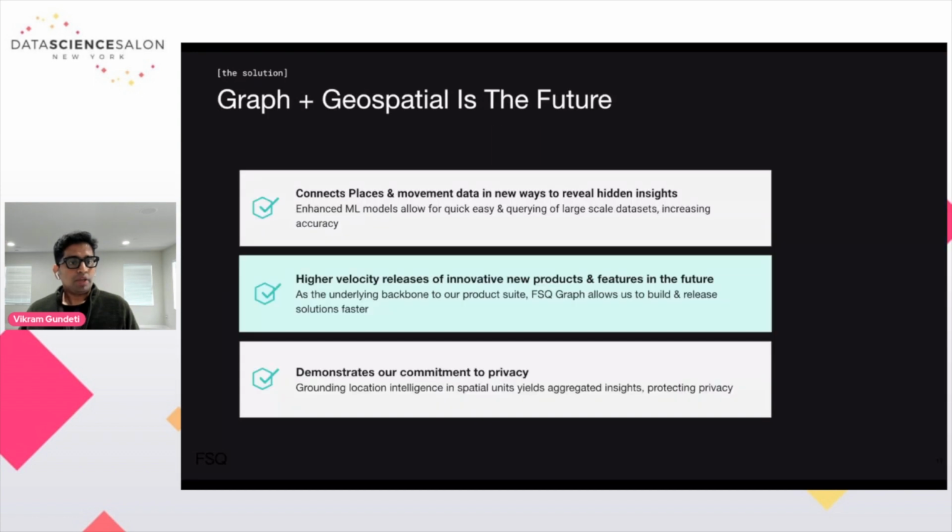So with that, I wanted to summarize or conclude this presentation. We believe graph and geospatial is the future, because it helps us connect our data sets in so many ways to reveal hidden insights. And these insights can be modeled. Our usage of H3 allows these insights to be mapped to scores that can be used to train different models. Having the graph as the backbone for our products accelerates a lot of innovation within the company. And then third, and the most important one, is it demonstrates our commitment to privacy.